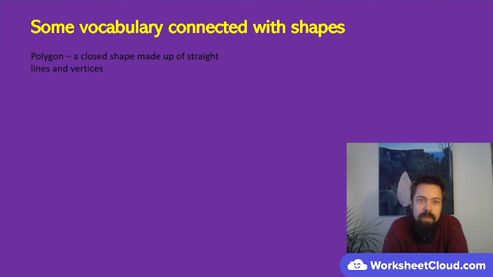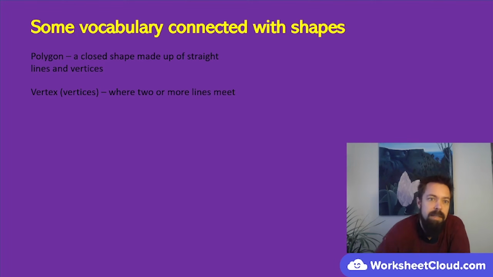So it's a closed shape made up of straight lines, that's important, straight lines, and vertices. Vertices means where two lines join. Important that thing about straight lines. So if it has curved lines, it can't be a polygon. Remember that. Okay, vertex, and in brackets vertices. A vertex is one spot where two lines meet, and when we talk about more than one, like the corners of a square, then we talk about the vertices of a square.